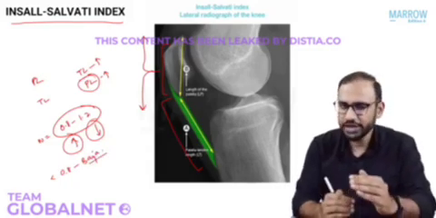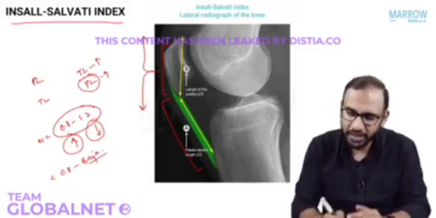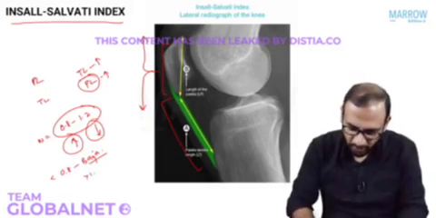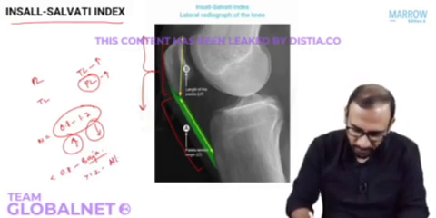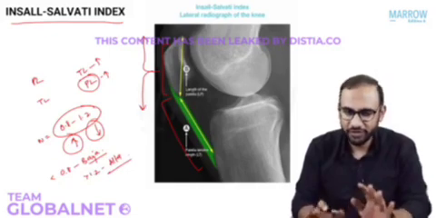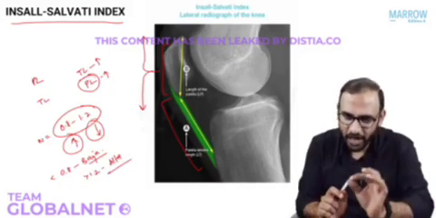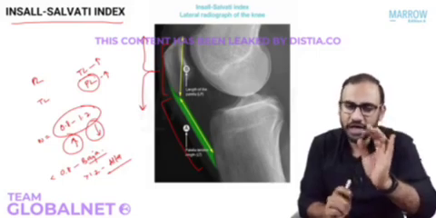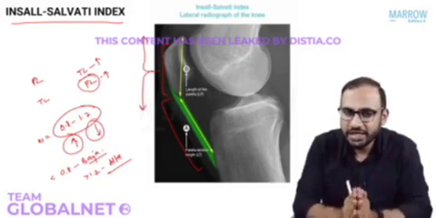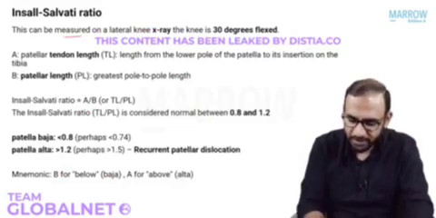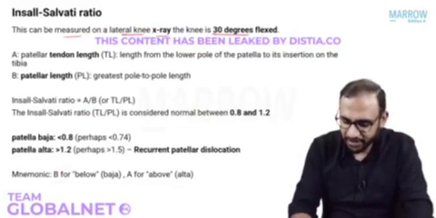If the ratio is increasing, it means the tendon length is more. It means the patella is at a higher level. So anything more than 1.2 is patella alta. Everything is written. Have you understood? Patella alta, patella baja. Why is this important? Because patella alta, a high riding patella, is associated more with instability. That is what you have to remember. Okay. Measured on lateral knee X-ray with 30 degrees of flexion.